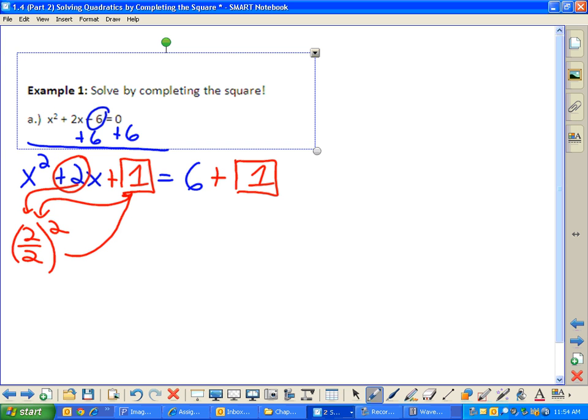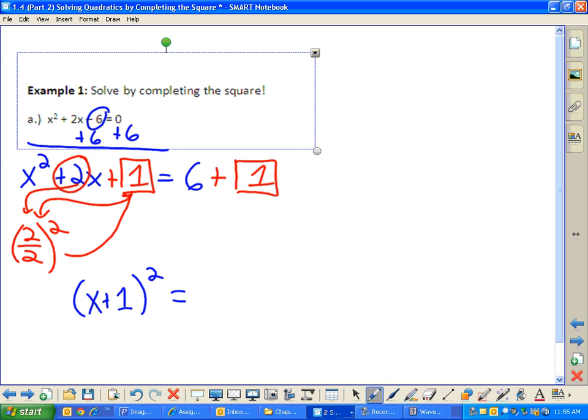If you take a look, the idea is to make this left side now factorable. We have x squared plus 2x plus 1. So I have to factor that. How do you factor x squared plus 2x plus 1? It is a perfect square trinomial. John. Yeah, x plus 1 squared. Good job. So the left side factors. It is x plus 1 squared.